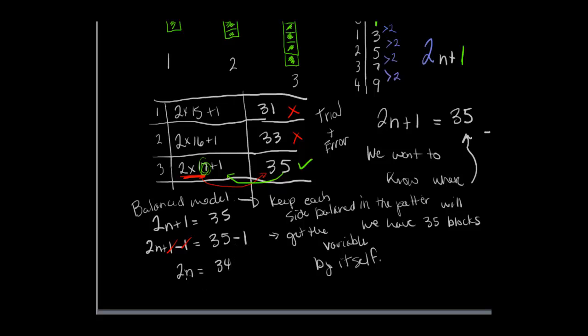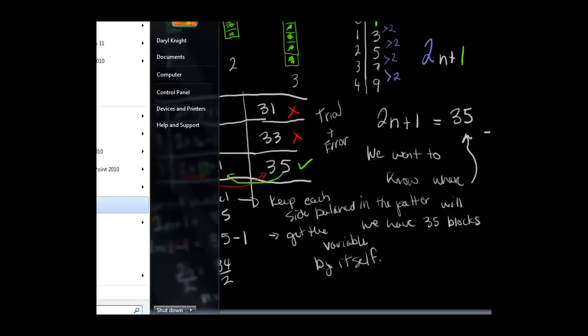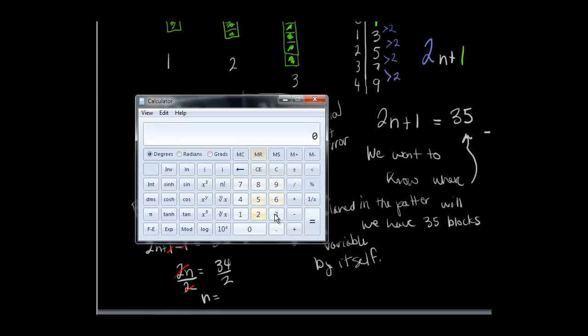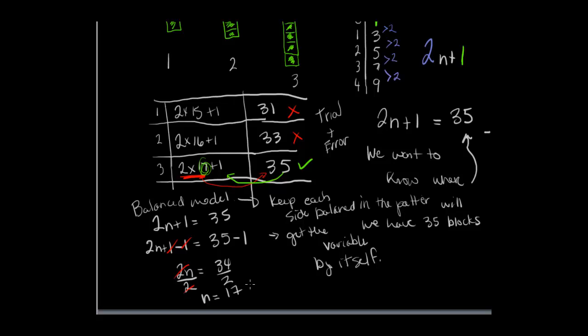Okay? Now, this says 2 times n is equal to 34, so I need to get rid of the 2 times n. I can get rid of a times 2 by dividing by 2. And if I see that, these two cancel each other out, and therefore n is equal to 34 divided by 2. And if I pull out my calculator, 34 divided by 2 equals 17. So then we have 17.